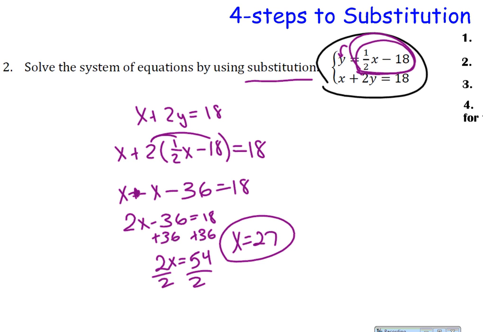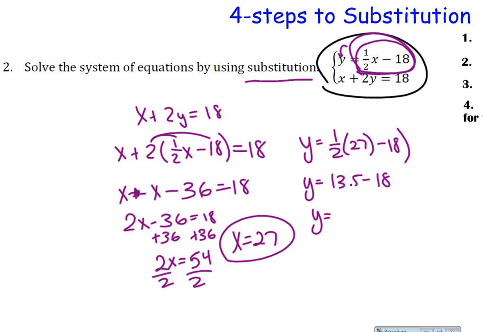2x equals 54. If you divide by 2, x will equal 27. All right, now if I put that back in for x, I should be able to figure out what y is. So y is equal to 1 half of 27 minus 18. All right, so 1 half of 27 is going to be 13.5 minus 18. So y is going to be equal to negative 4.5. So there's my answer, 27 and negative 4.5.